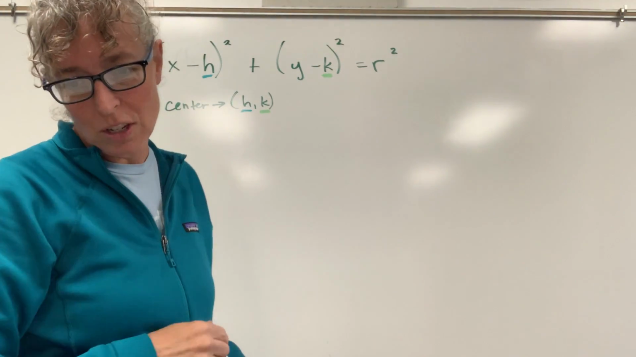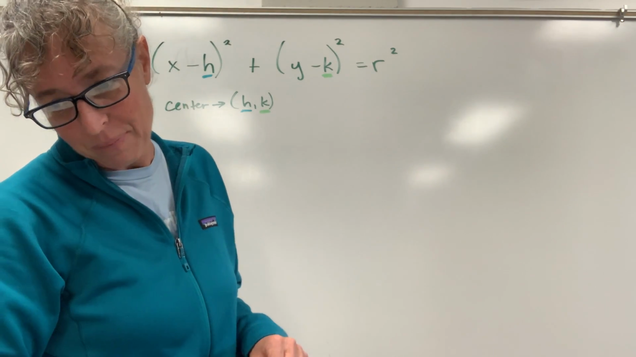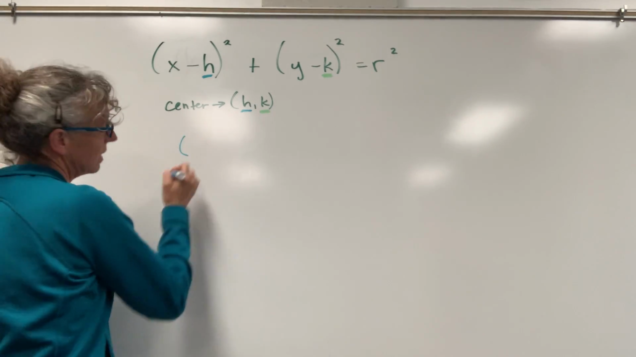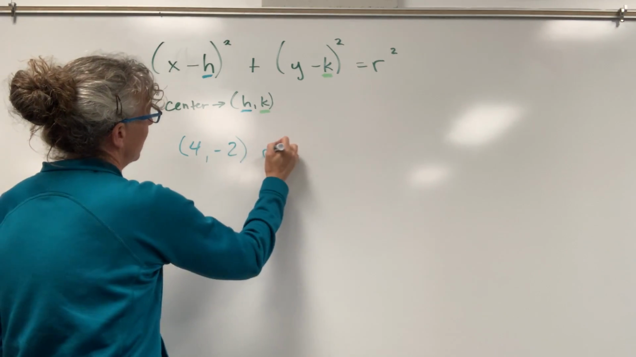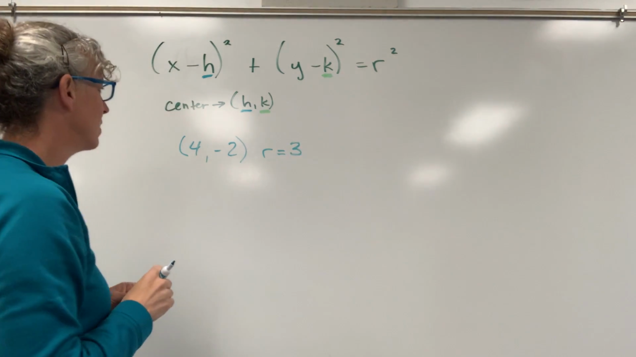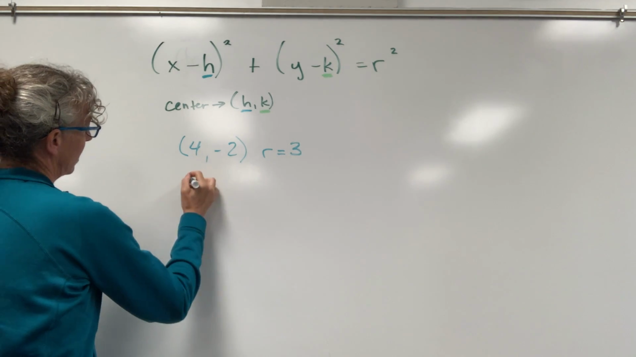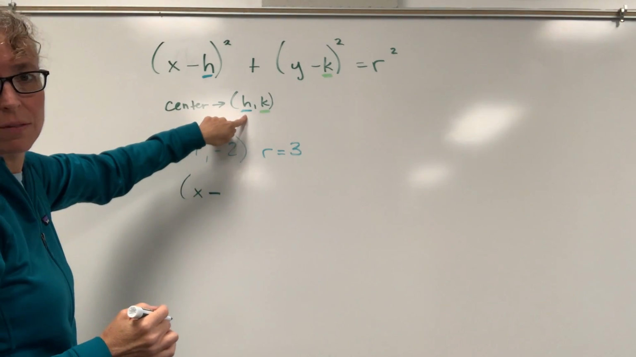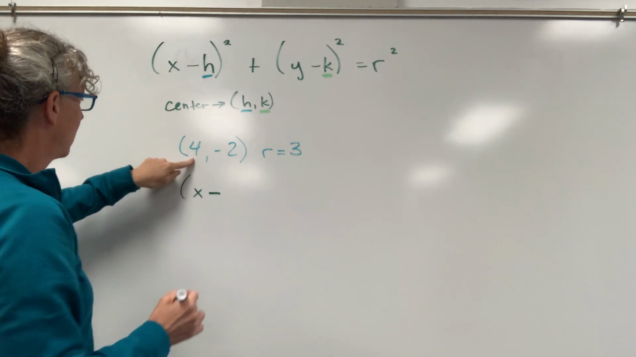So let's try one. Let's take example number one. Example 1a, write an equation for the circle. Okay, I know that the center is at (4, -2), and I know the radius is 3. So at this point, all we have to do is plug the information into our circle equation. So here I go. x minus h. Remember, h is the x coordinate from the center of the circle. So the x coordinate from the center of my circle is 4.